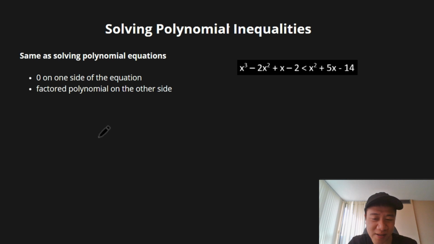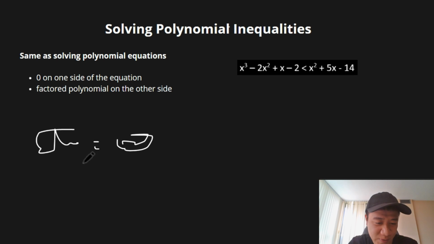A polynomial inequality is, instead of your equation having an equal sign, like a bunch of stuff over here equal to a bunch of stuff over here, the sign that you'll have is a greater or smaller than sign. So the signs are like these. You have either one of these two signs, or this one with the little line at the bottom, and the one that goes the other way around.